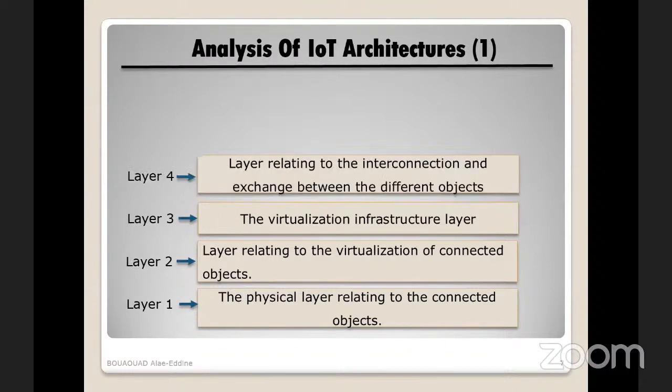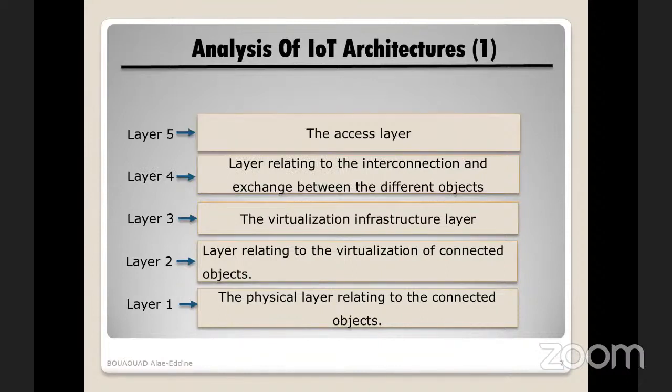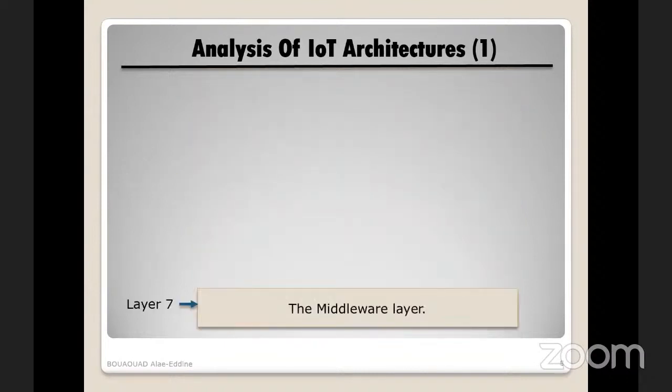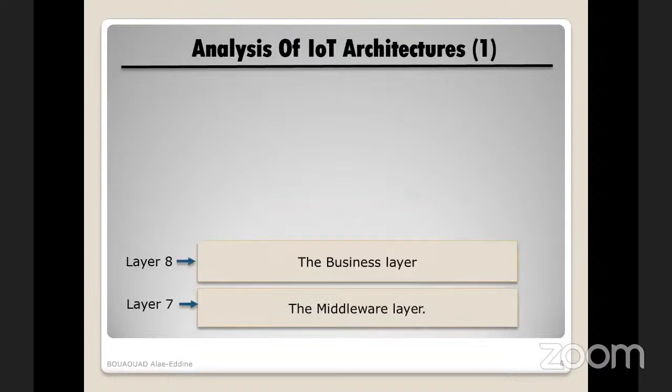The fourth layer is the layer relating to interconnection and exchange of data between the different objects. The fifth layer is the access, which is relative to the different gateways and aggregators that centralize the connected objects. And layer number 6 is the network layer, which ensures communication between connected objects and the cloud part. The seventh layer is the middleware layer. The eighth layer is the business layer, which is responsible for presenting business applications to the end user.